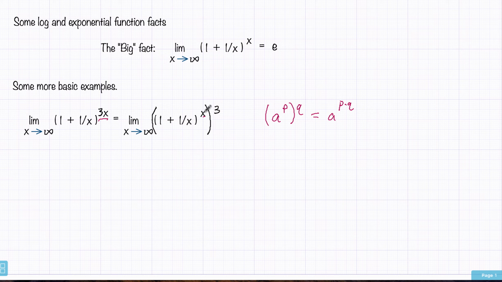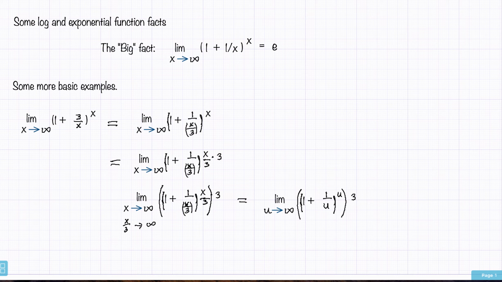And then when we look at what's happening inside here, that's going to e, which means that the limit is basically complete. This has to be getting close to e cubed. The little bit of algebra that we used here is the main trick that we need to be able to use in order to plug into our so-called big fact to get answers of interest to us.